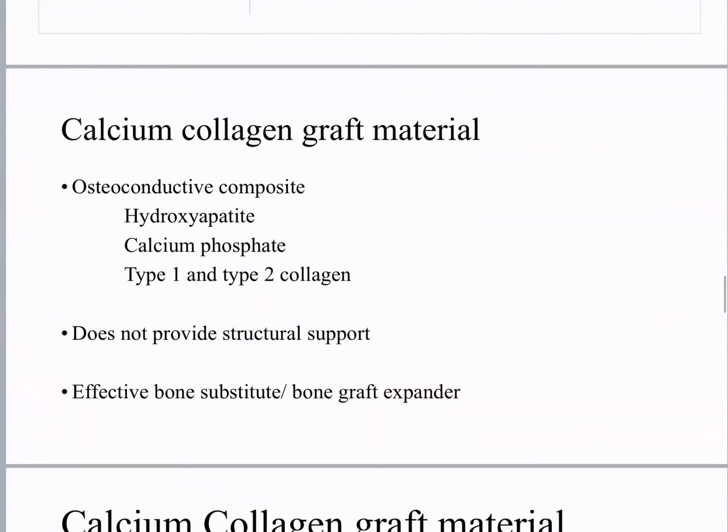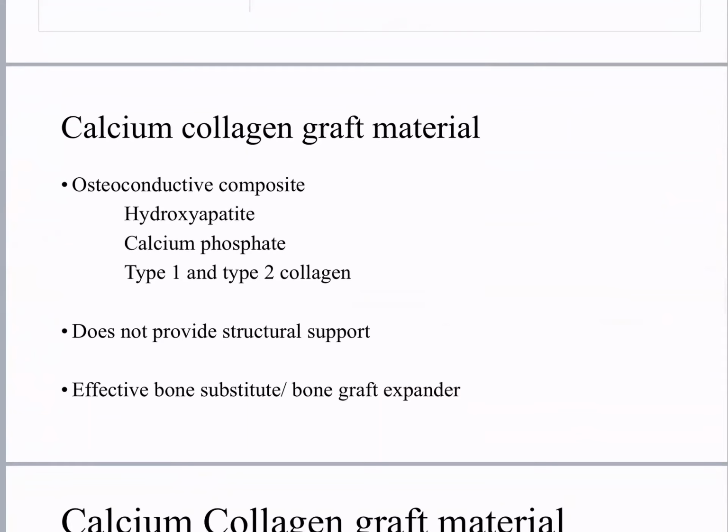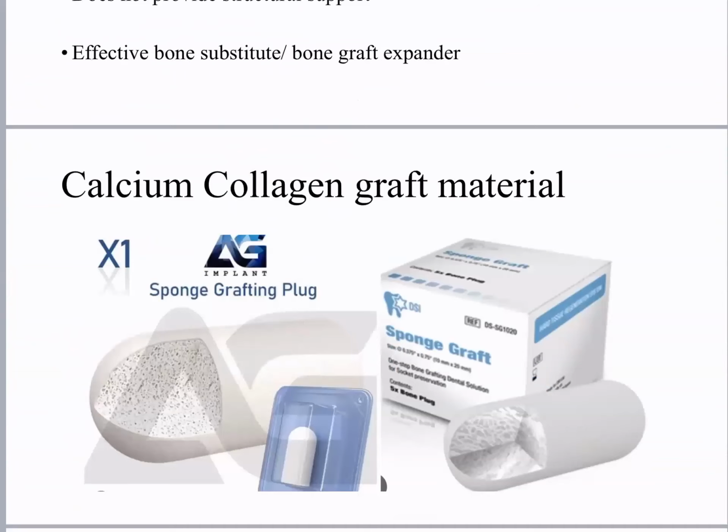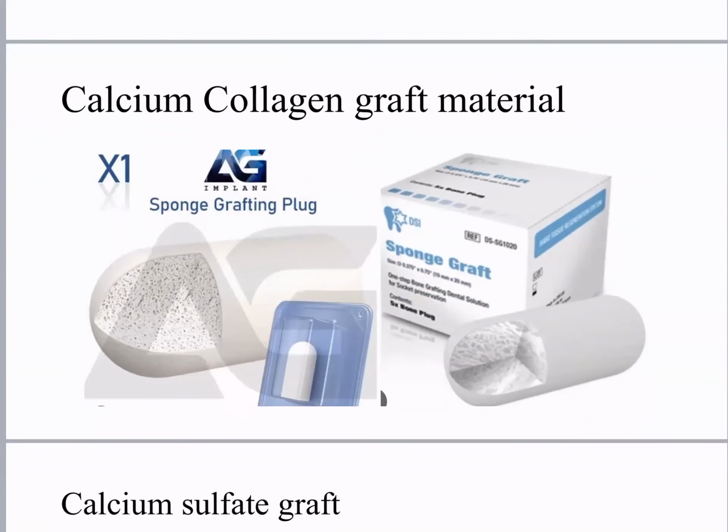Just a little bit about calcium collagen graft material. It's also a conductive composite that consists of hydroxyapatite, calcium phosphate, and type 1 and type 2 collagen. This does not provide structural support, and it is more used as a bone substitute or a bone graft expander. And here I've put a sample of calcium collagen. It looks almost like a plug, like a tablet that you put in a filler.